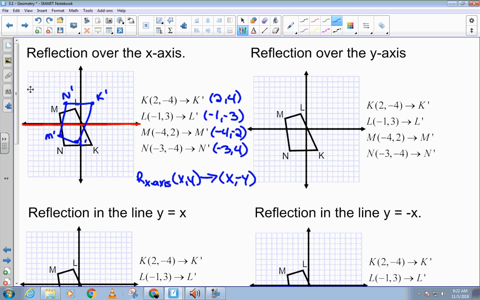Okay? All right. Let's look at a reflection over the y-axis. Which one's the y-axis? Okay, so this right here is my y-axis. So if I look at K, K is 2 units to the right. When you reflect, K prime is going to be 2 units to the left. So that puts me at -2, -4. L is 1 unit to the left. If you reflect, it's going to go 1 unit to the right. Okay, that's at 1, 3.